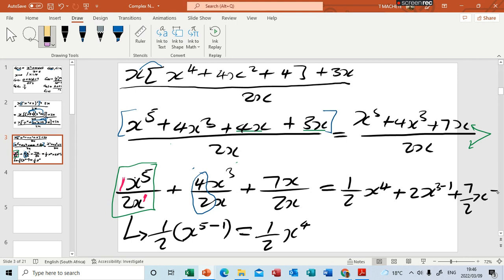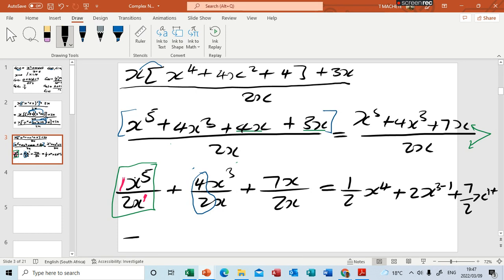Can anyone tell me if you still remember? Anything to the power 0 is equal to what? I want to check if you guys still remember these things. Equal to 1. Yes. Anything to the power 0 is equal to 1. So you must remember that, guys.